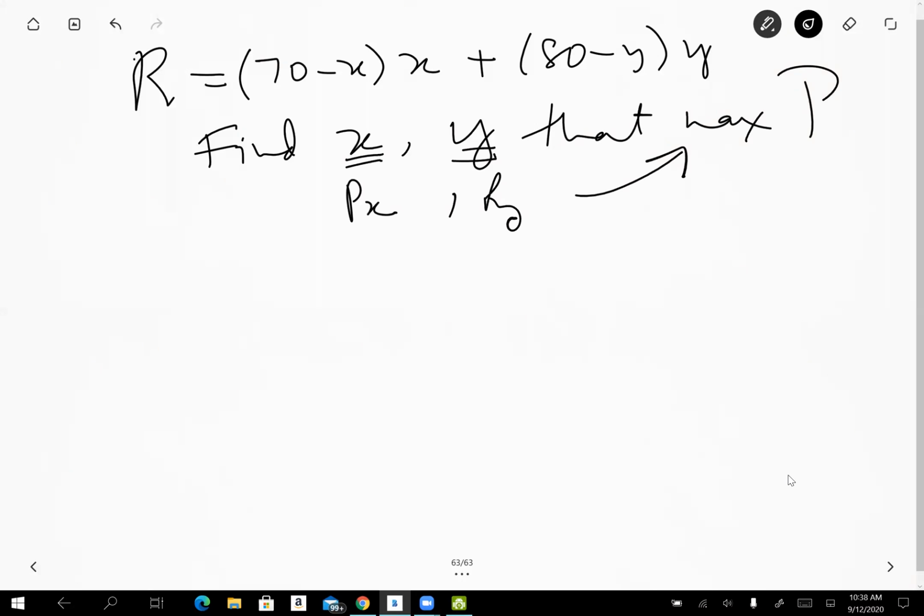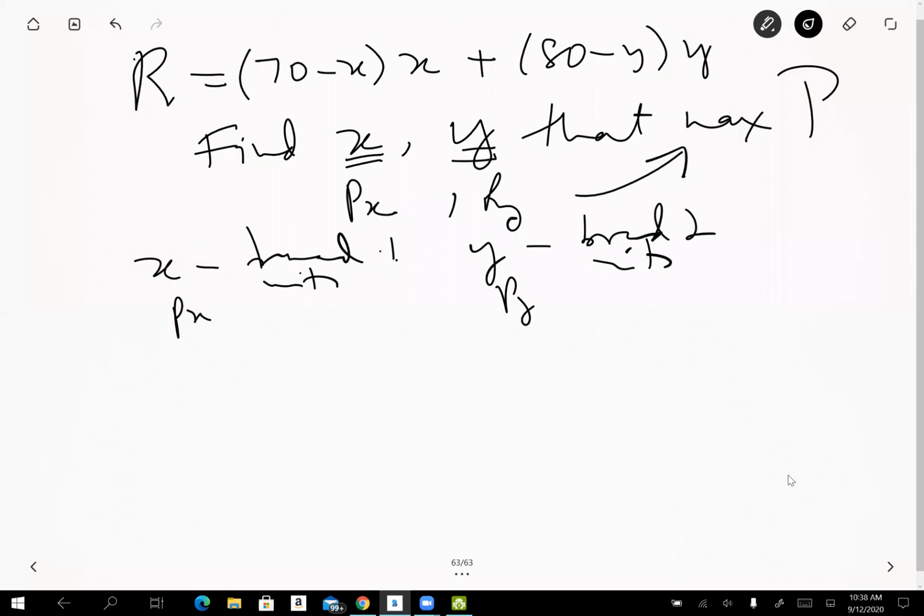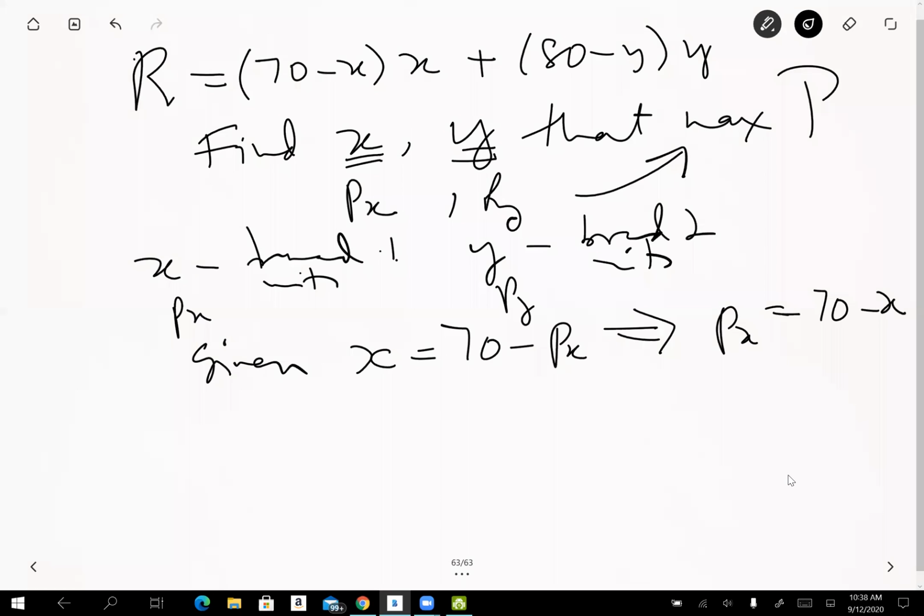To begin with, you let x be the brand number 1, and then y is the brand number 2, of course, in units. And then you have, of course, px, the price of x, and py, the price of y. Or here we use p1 and p2. So given the demand function, x equal to 70 minus px, therefore what you have now is px equal to 70 minus x. And you do that also for the y. You will get the same thing. So that will be our demand function.